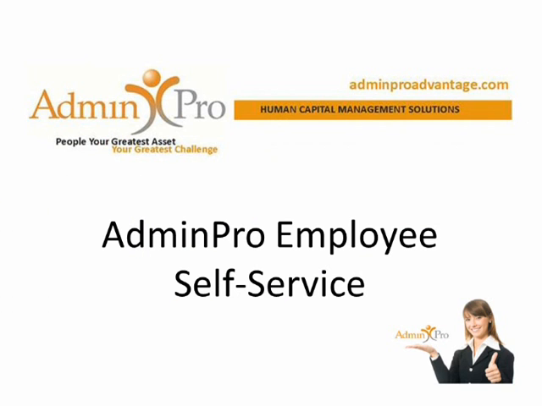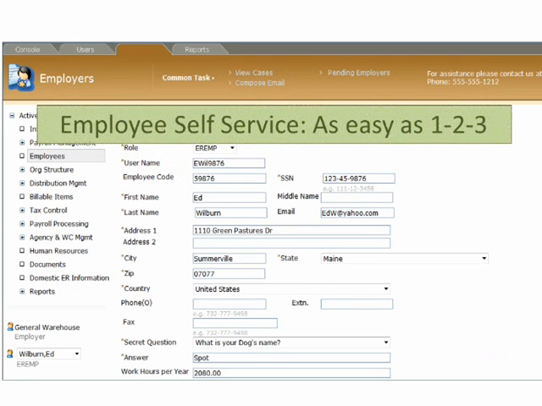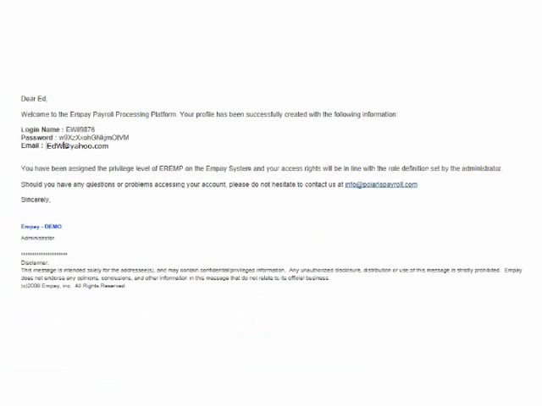In this section, we'll review the important features of employee self-service. Setting up employee self-service is as easy as 1, a username, 2, an email, and 3, a secret question and answer. Once you've set up the 3 components, the employee will receive an email notifying them of their login credentials.